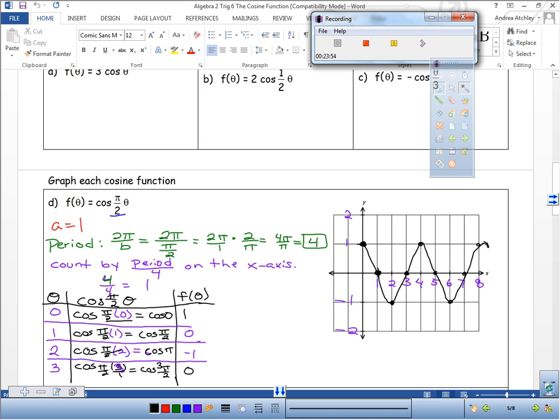It looks very similar to the sine curve, right? The only way you're going to tell the difference between cosine and sine at this point is that cosine at 0 and sine at 0 are going to be different. Cosine starts at 1, sine starts at 0. That's how you can distinguish between the two. Any questions over that? Okay. Next one.